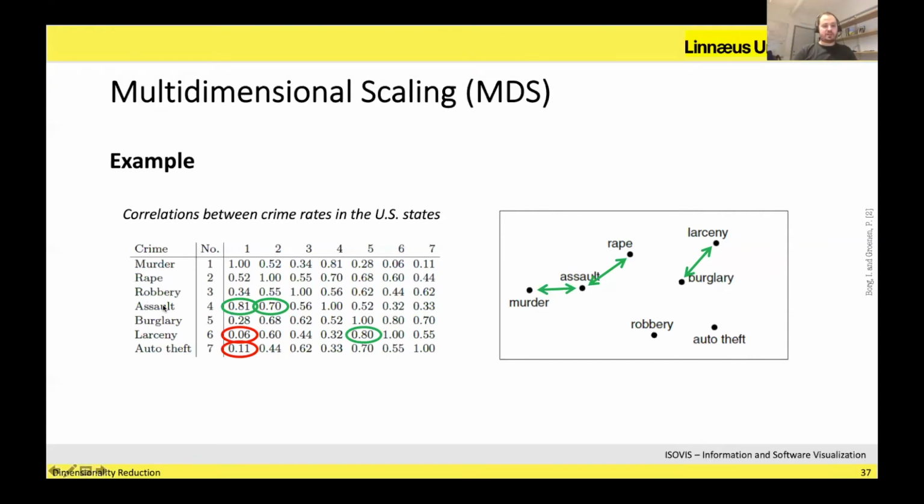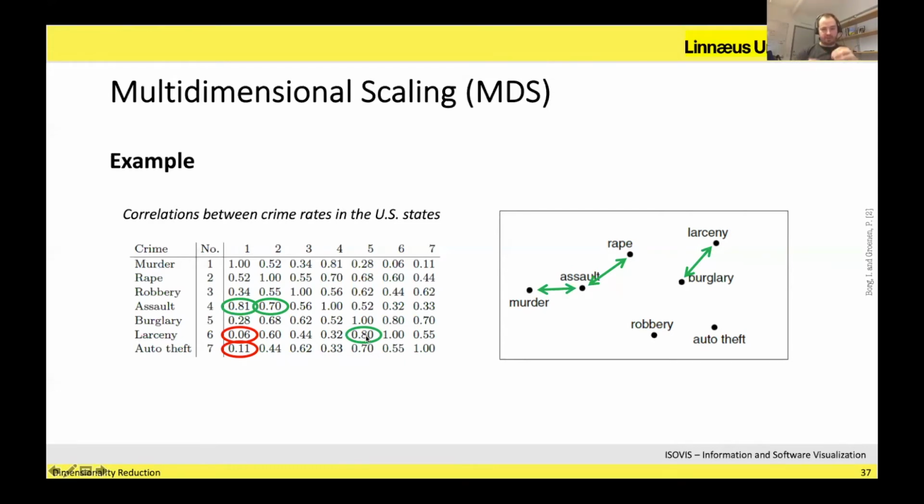So for example, they measured this and found that there is a very high correlation between 4 and 1, which is basically assault and murder. And there's also a very strong correlation between assault and rape, which is number 2. That's why if you look at the graph here, you can see rape, assault, and murder are close to each other because they are highly correlated. And also larceny and burglary, which are 5 and 6, at 0.80. That's also a very large correlation, right? Whenever there's larceny, there's usually burglary.